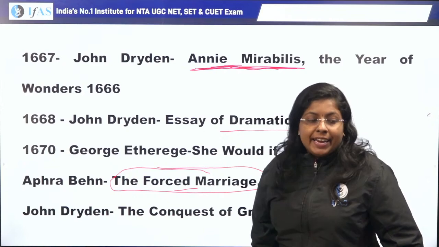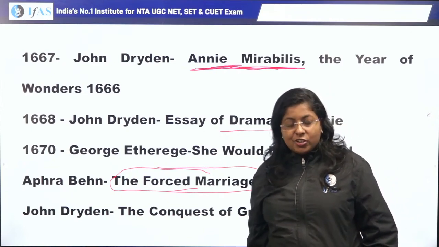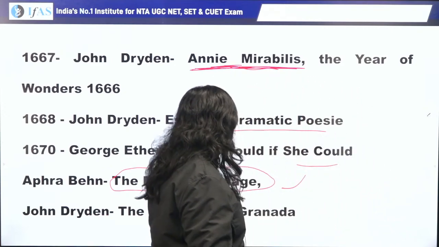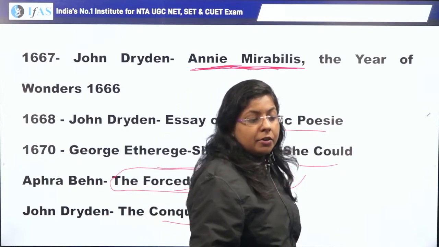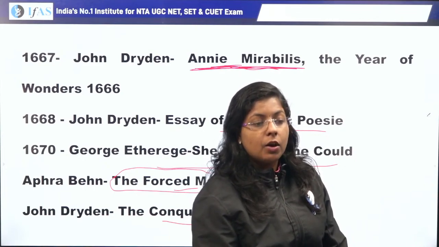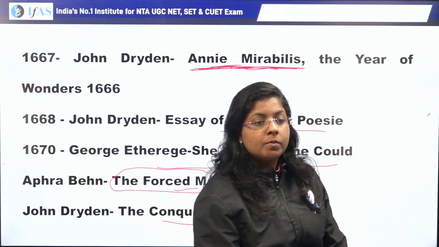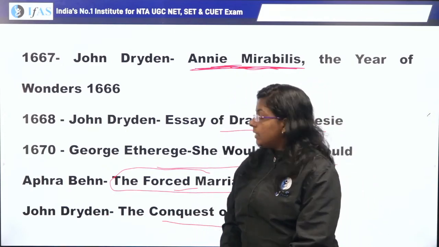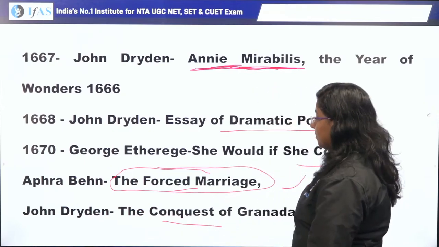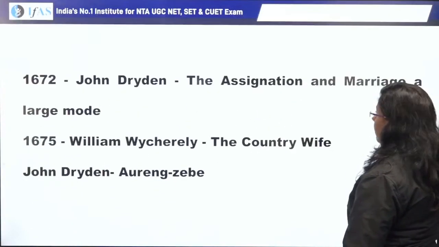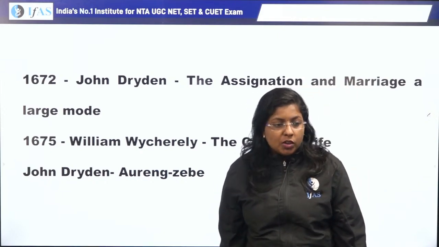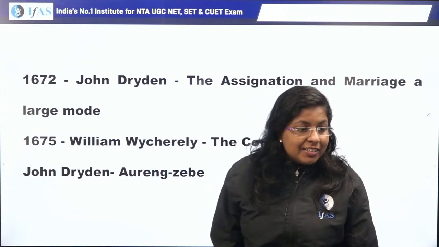Then we have again John Dryden. Again John Dryden? Yes, it is again John Dryden. John Dryden's Conquest of Granada, right? In which year did John Dryden publish his work Conquest of Granada? In 1670. All right. Moving on to the next period, that is in 1672.